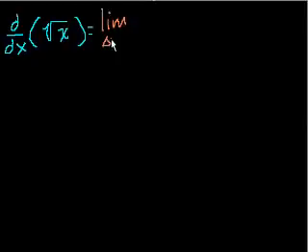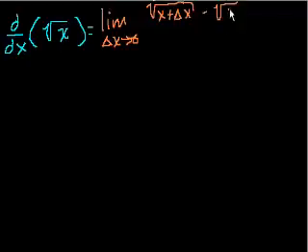as delta x approaches 0, and some people say h approaches 0 or d approaches 0. I just use delta x, so the change in x approaches 0. And then we say f of x plus delta x. So in this case, this is f of x. So it's the square root of x plus delta x minus f of x, in this case it's square root of x. All of that over the change in x, over delta x.